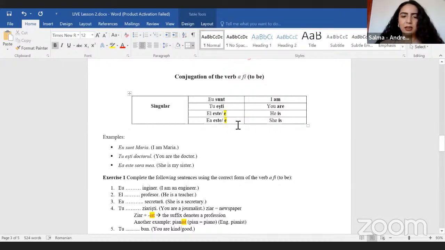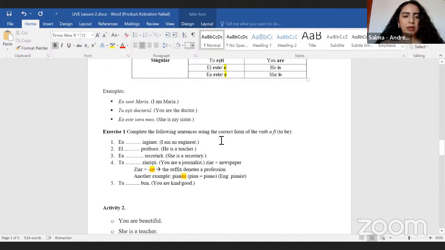It's not a mistake. It's not a formal way of speaking, but due to the economy of speech, meaning that we want to use not so many words when speaking, we want to save our breath, so to say, we try to abbreviate everything that we can and to shorten all the words that are possible to shorten. So that is why we have this variant as well. And let's look at the examples. Eu sunt Maria, tu ești doctorul, ea este sora mea.